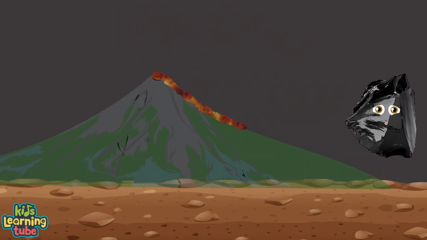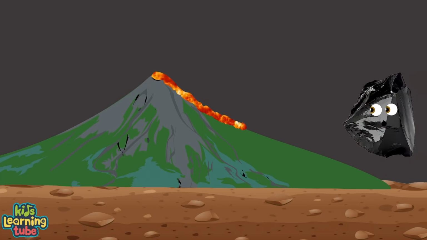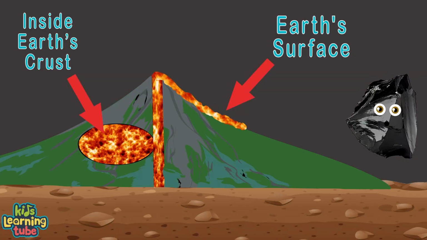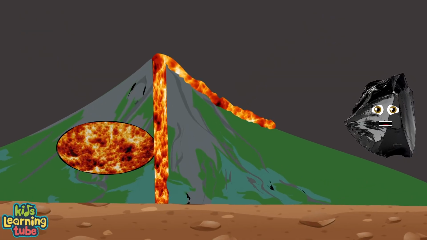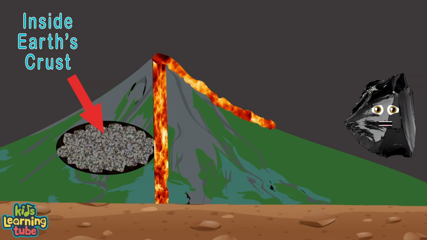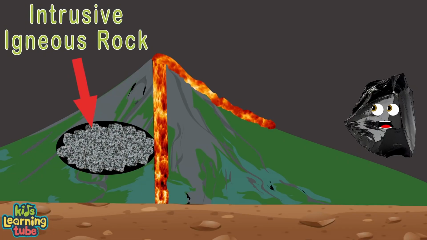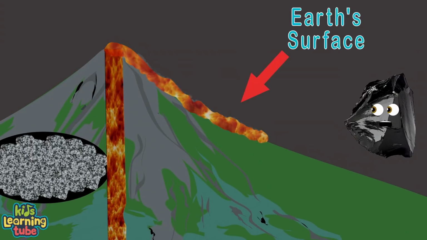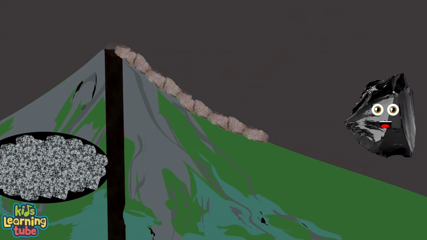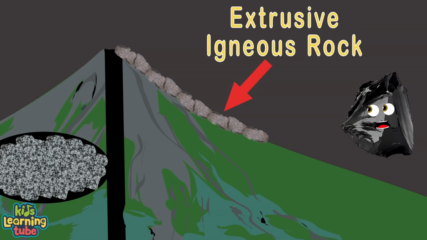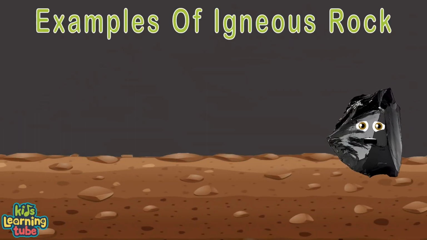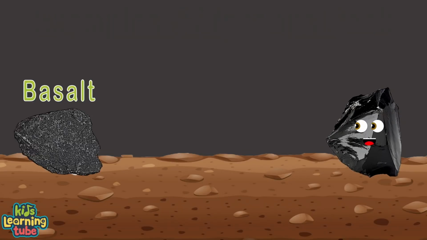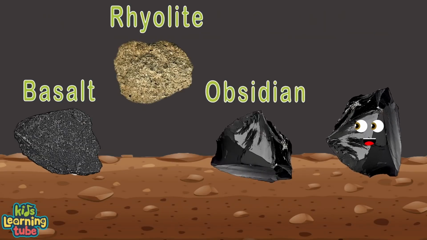Igneous rocks form when volcanic magma cools, either at the Earth's surface or inside Earth's crust. When magma cools slowly under Earth's surface, it's called intrusive igneous rock. It's worth knowing this. But when magma cools on the surface of the Earth, it's called extrusive igneous rock. Now let's move forth. Here are some examples of igneous rock: basalt, rhyolite, and obsidian.